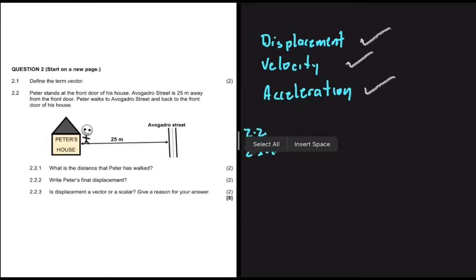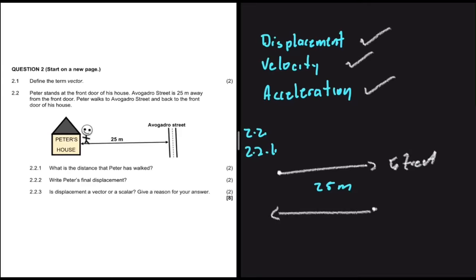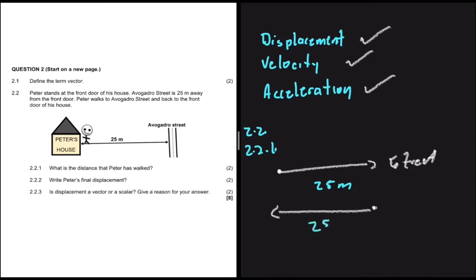So we need to ask ourselves, is distance a scalar or a vector? Distance is a scalar. It only has magnitude. It is defined as the total length of the path taken from one point to another. In our scenario, Peter goes from the house to Avogadro Street. What is the distance from the house to Avogadro Street? That is 25 meters. And then again, he goes from the street back to the house. That is another distance of 25 meters.